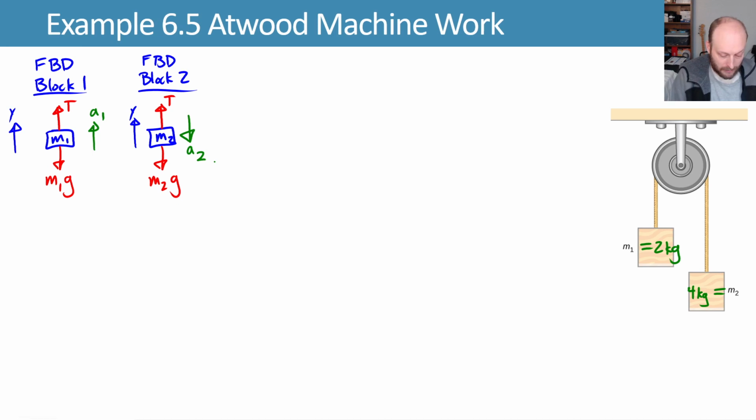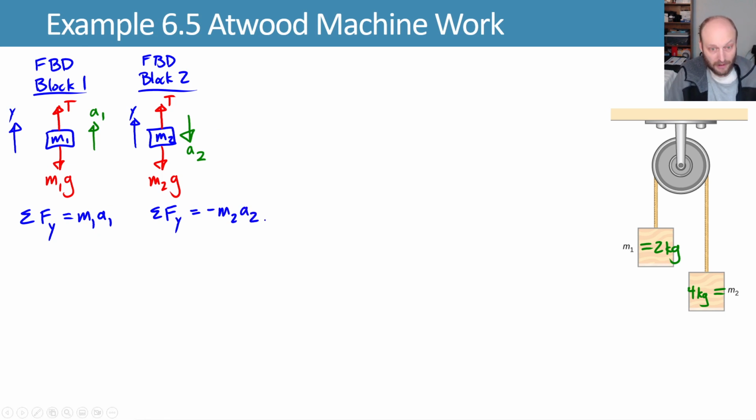Let's go ahead and write our Newton's second law for each of these situations. In this case only the y direction matters, so I'm just going to skip to writing that the sums of the forces in the y direction are equal to the mass times the acceleration. And here we can write an equivalent statement for block 2 based on its free body diagram, where this will equal, since I'm assuming the acceleration is going downward, negative m2a2. So I've already taken account of the direction there.